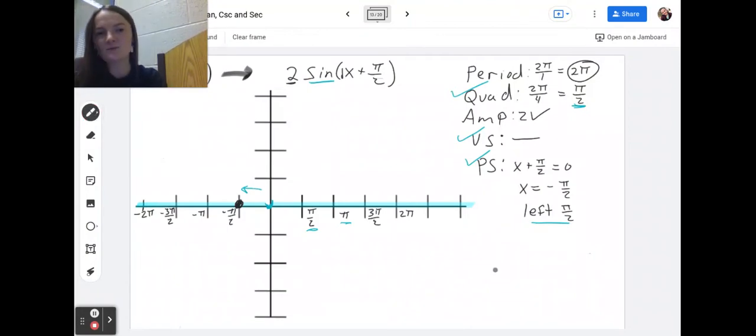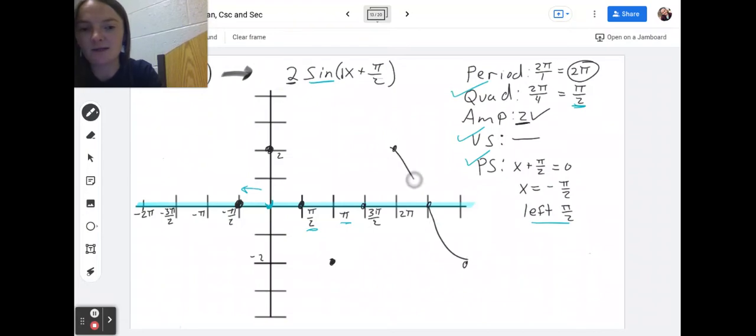All right, so then what I want to do next is follow the sine sequence. Sine is going to start at the midline and then go up to the amplitude at the next quadrant line. So that's going to be here, and then it's going to come back down to the midline. It's going to come down to a minimum at -2 and follow this pattern all throughout. So let's connect that with a smooth curve. All right, so this right here is our sine graph.